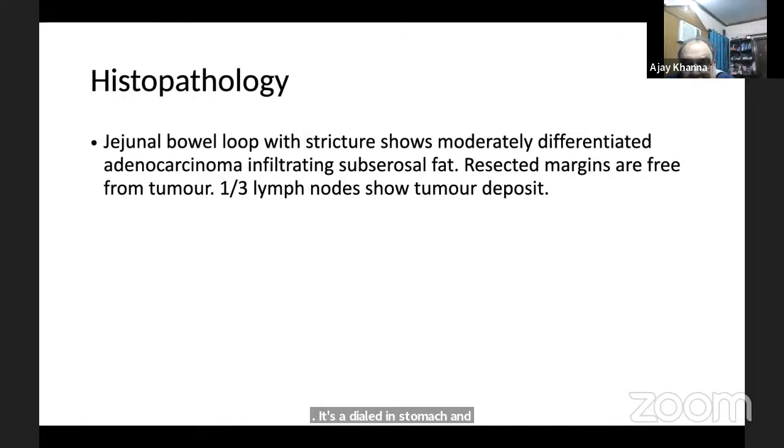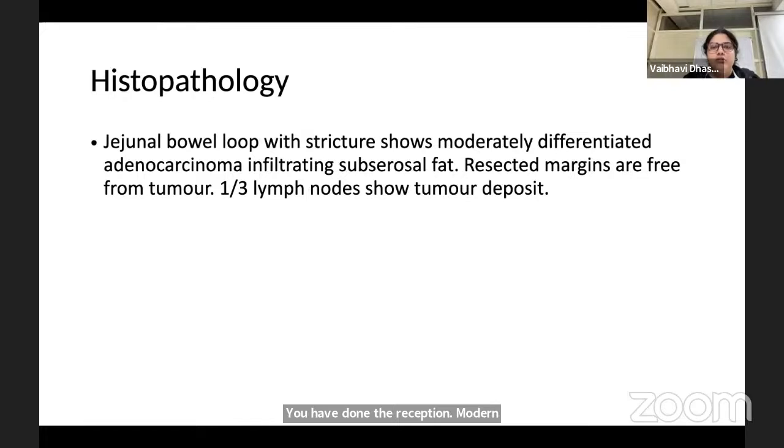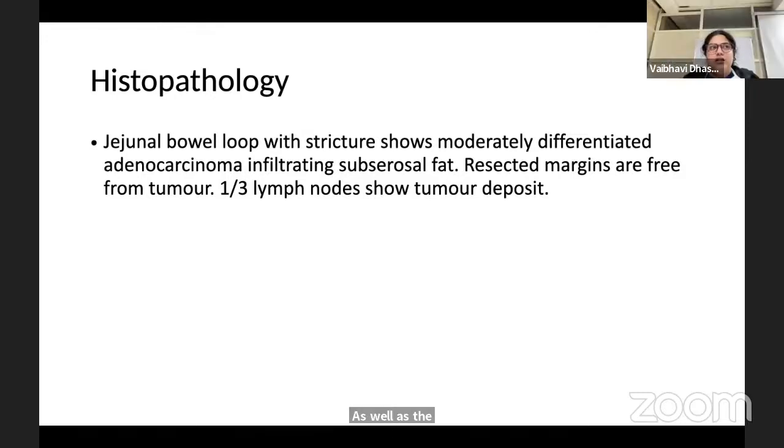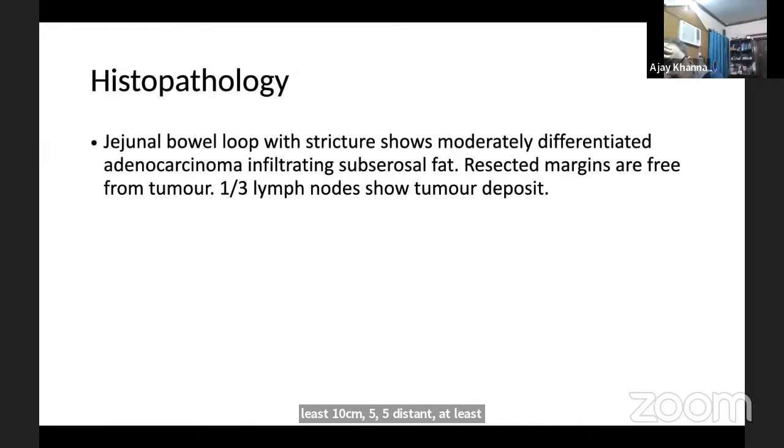So what are you going to do for this patient? You have done the resection, margins are free. Yes, sir. Based on the histopathological report, the resected margins were free from the tumor. The management of malignant small bowel lesions is based on the size of the lesion as well as the margin of resection. It should be at least 10 centimeters, at least 5 centimeters proximal and 5 distal.